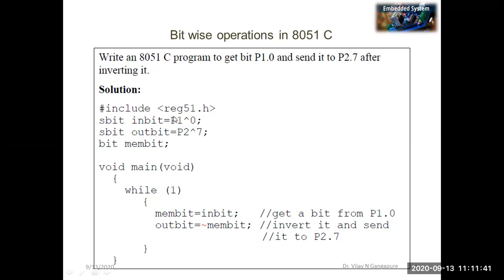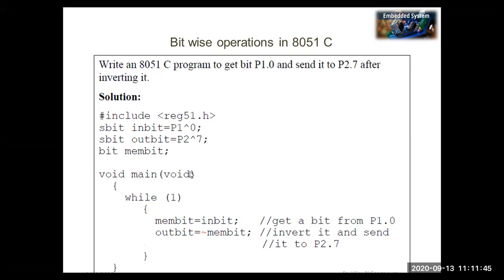So see here, include reg51.h. sbit inbit is equal to P1^0; semicolon. This statement is declaring inbit as an sbit type of variable, and to this inbit I am assigning the address of pin number 0 of port 1. So I am representing pin number 0 of port 1 by using this inbit symbol.